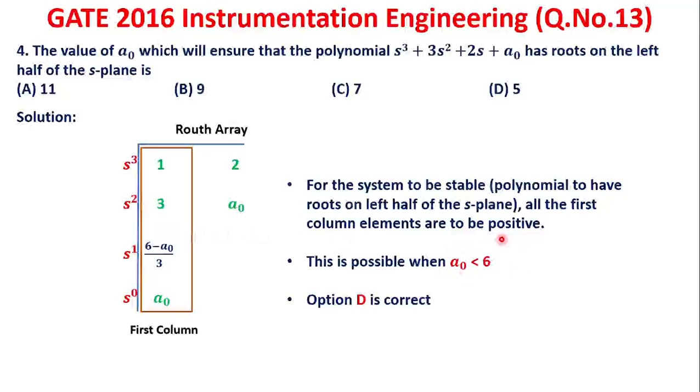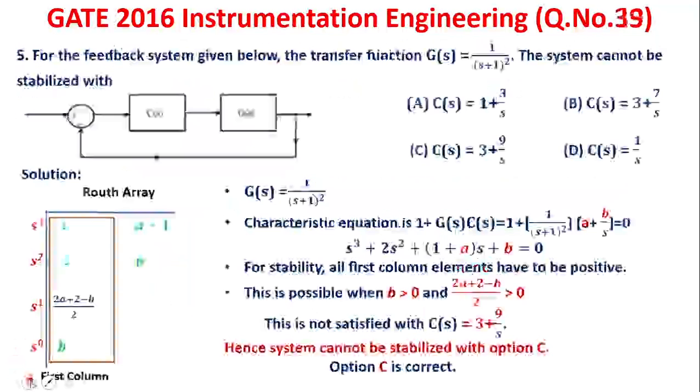A naught less than 6 means, what is the option which is less than 6? 5. Therefore, option D. So, option D is correct. That's all. See how simple it is. So, the last problem in this module.